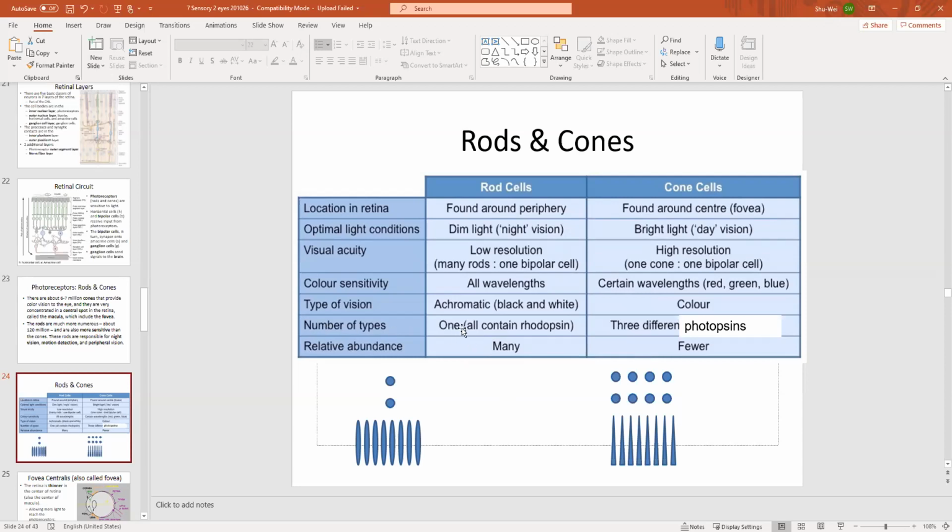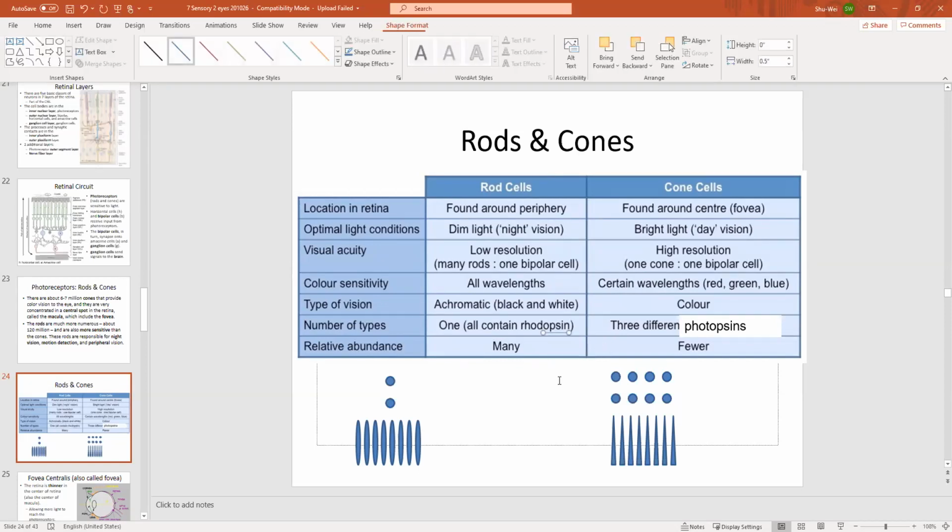Rods are not sensitive to the wavelength of light, so they have only one type of photosensor, called rhodopsin. The cones are sensitive to color. They are sensitive to three types of wavelengths, so they have three different types of opsin.